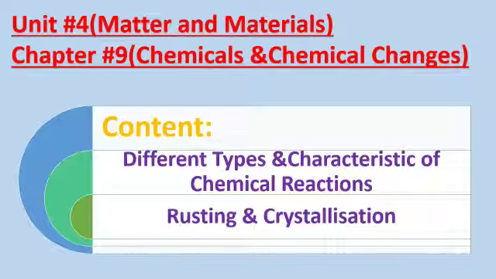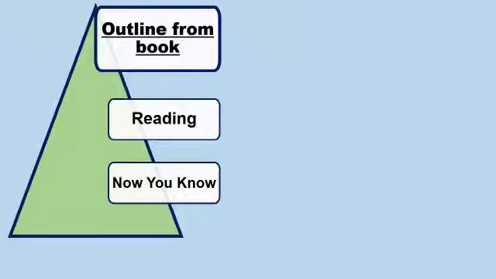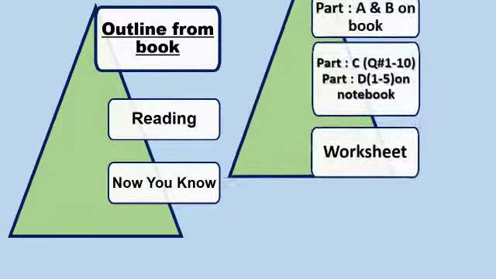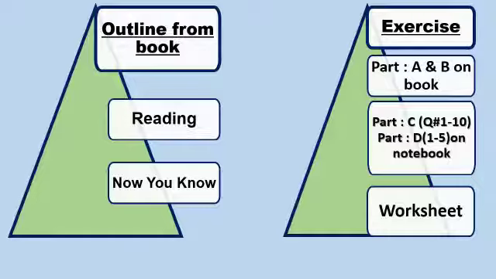Dear students, this is the outline from your science book of chapter number 9. Firstly, from the book we have done the reading and internal objective. From the exercise we have done parts A and B in the book, then part C, question number 1 to 10. Then we have done part D, question number 1 to 5 in the notebook. At the last, we have done the worksheet of chapter number 9.